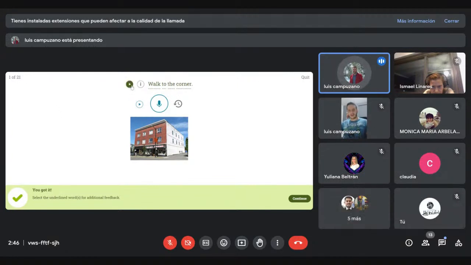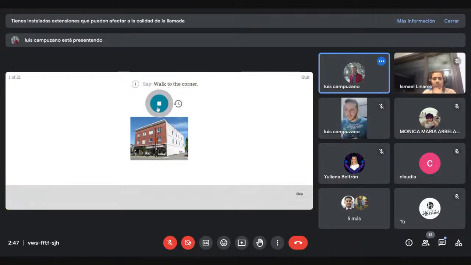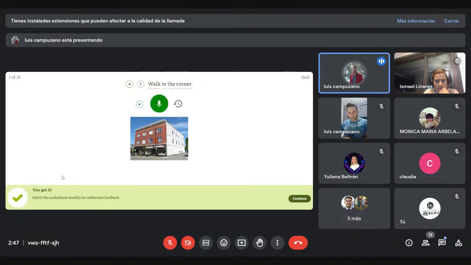And remember, you're going to click on this green icon here to listen to the sentence. Walk to the corner. When you are ready, you're going to click on this blue icon here. You're going to say the sentence, and then you click it again. Le hacen clic al icono azul para que capte el sonido, y una vez terminen de hablar, le vuelven a hacer clic para que pare de captar el sonido. Por ejemplo, walk to the corner. ¿Cómo me fue? Yes. All right.